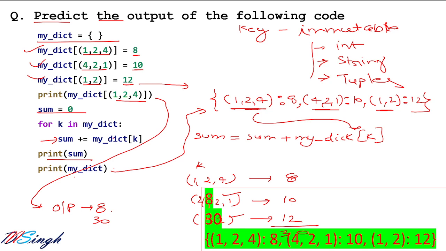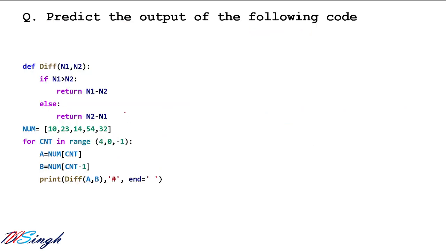This is being printed. Moving ahead to the next question: predict the output of the following code. There is a function defined with two arguments. Both of them are positional arguments, because no default value is given. If n1 is greater than n2, then n1 minus n2 will be returned, else n2 minus n1 is returned.